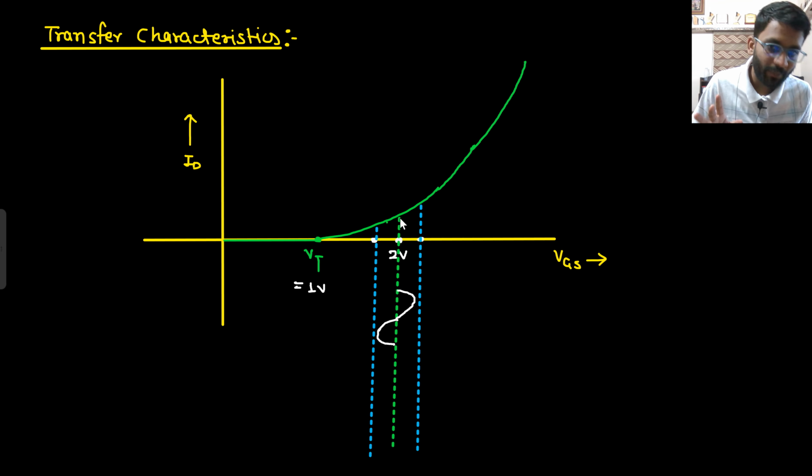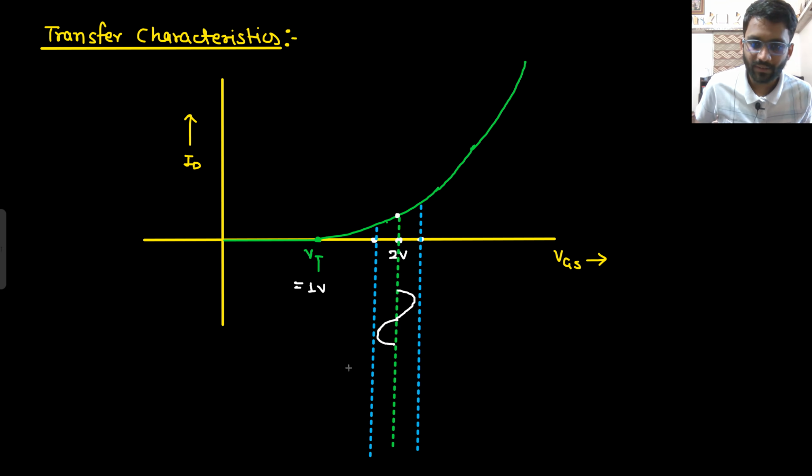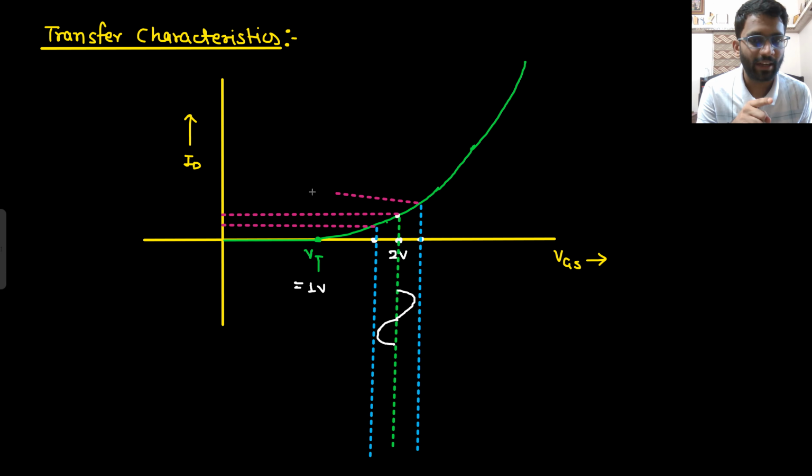If my input is 2 volt, with respect to this 2 volt, what ID will I get? This ID I will get. If my input is 2 minus 20 millivolt, with respect to that input, what ID will I get? This ID I will get. And if my input is 2 plus 20 millivolt, what ID will I get? This ID I will get. Are you getting this point?